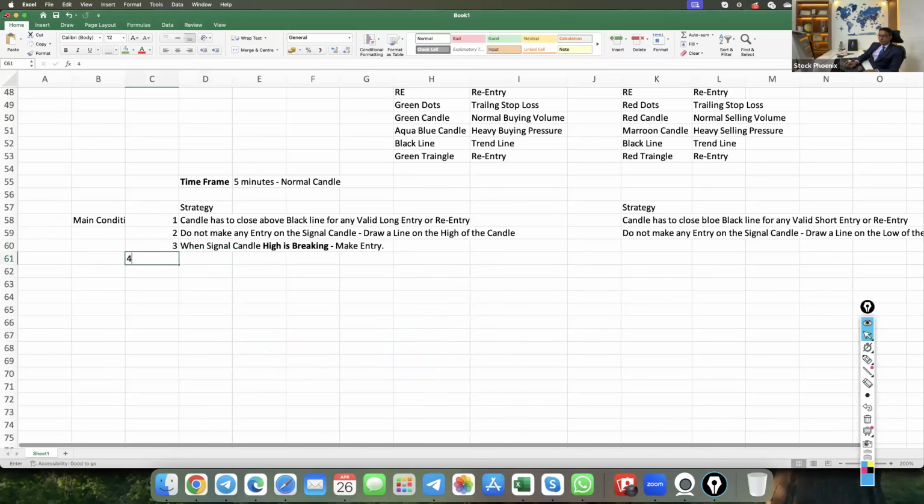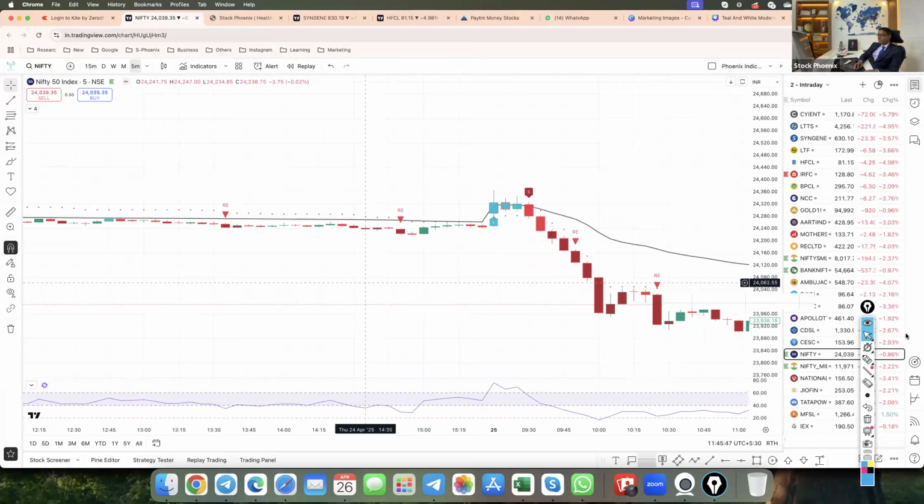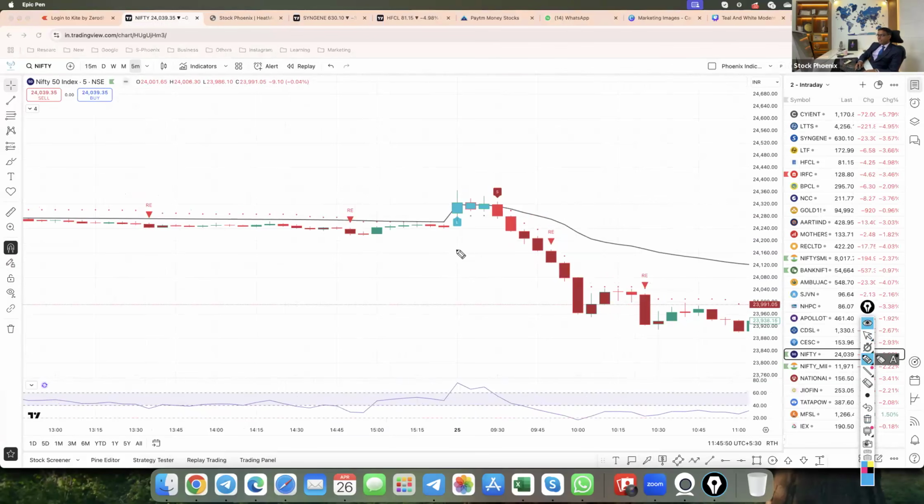Next is the fourth part. Now let's understand this, one by one. Is this candle signal valid? Is this signal valid? Yes. Answer is yes. What is the second point?